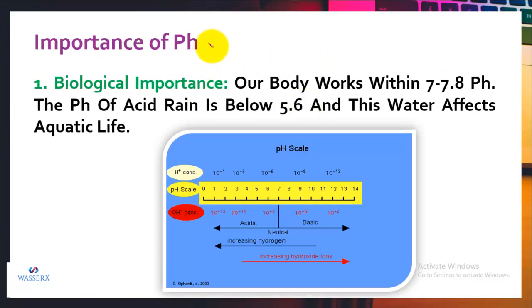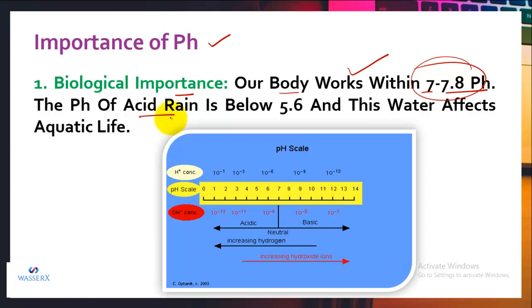Now, what is the importance of pH? See, pH has a great importance in different sectors, like it has a biological importance. Our body works within 7 to 7.8 pH. Like our body can function properly if the pH is 7 to 7.8.